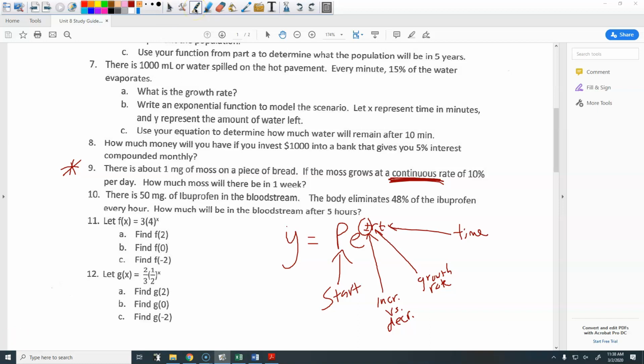Okay, so in this problem, our starting amount, it says we have 1 milligram of moss on a piece of bread. Then we write the letter E, that will always be there. It says it's growing, so that means my growth rate is a positive number. You don't need to write plus, but I'm going to just for the visual purpose of it. And a continuous rate of 10%, which for us is going to be written as 0.10.